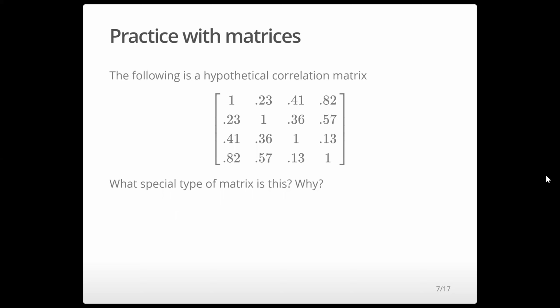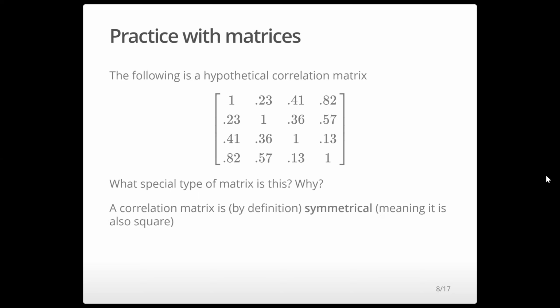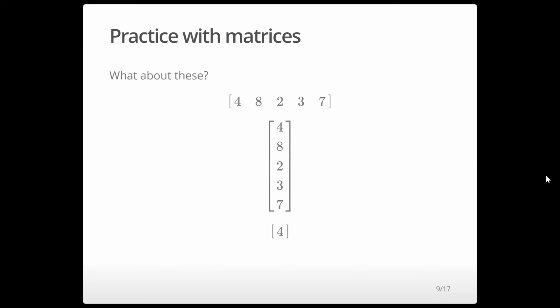So let's practice a little bit. This is a correlation matrix, which I'm sure everyone here is familiar with. And so what type of special matrix is a correlation matrix? By definition, a correlation matrix is symmetrical, meaning it's also square, and it's symmetrical because every element below the diagonal matches the element above the diagonal.